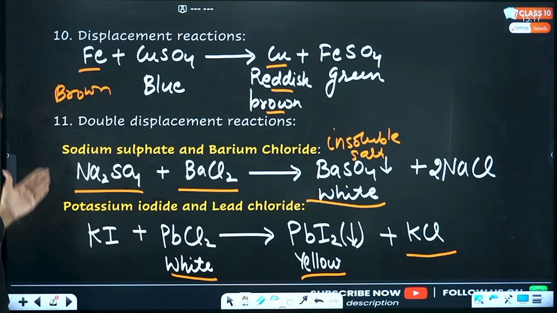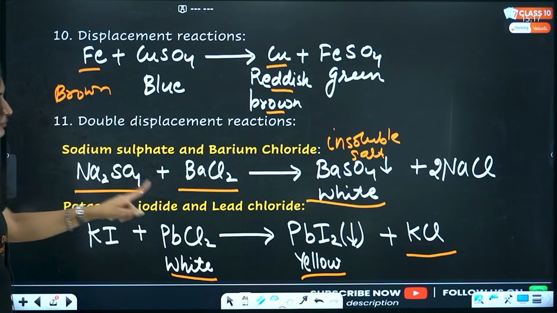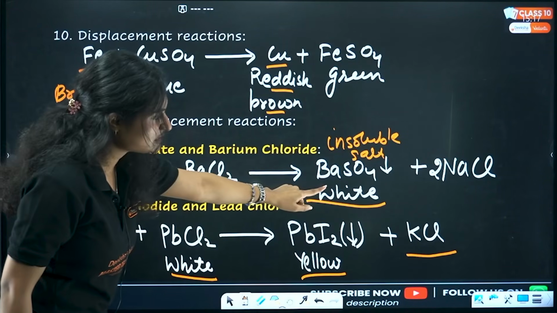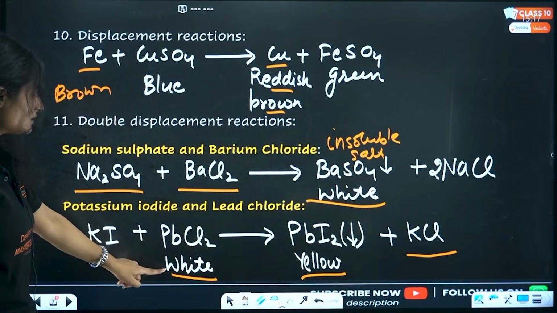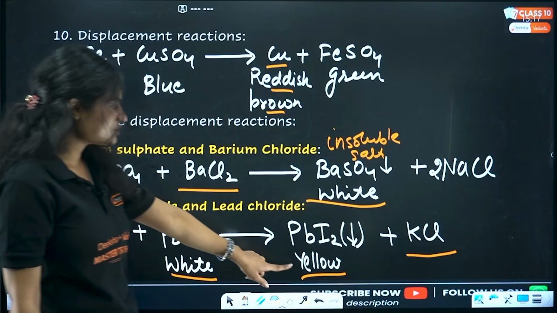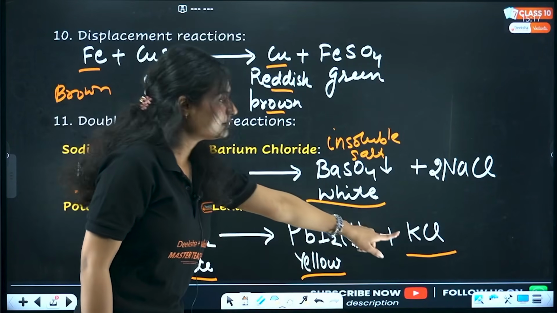Double displacement, these are the important ones. Sodium sulfate and barium chloride combination, we get barium sulfate, a white precipitate, and sodium chloride. Potassium iodide with lead chloride, which is white in color, the color changes to yellow lead iodide, okay, plus KCl.